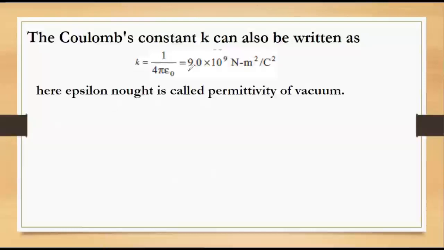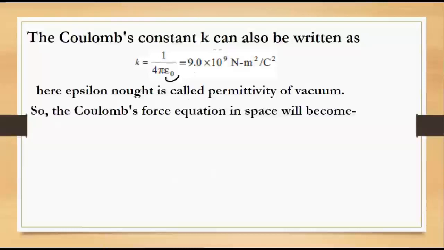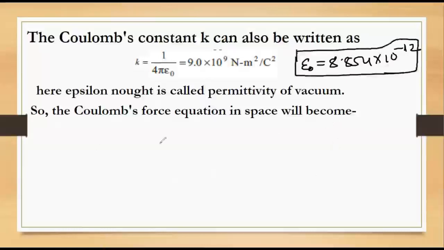But it has also some value actually. Epsilon naught also has some value. The value of epsilon naught is about 8.854 into 10 to the power minus 12. Okay, so if you put the value of pi as 3.14, and multiply by 4 and take the reciprocal, you get this thing only. You can also learn this value if you want. You should learn this also. Permittivity of free space.